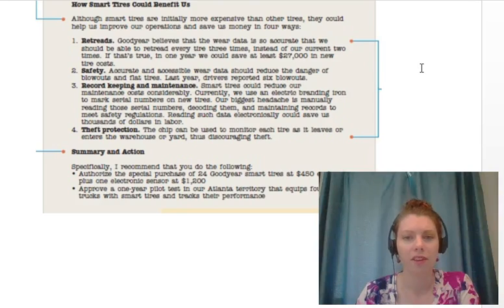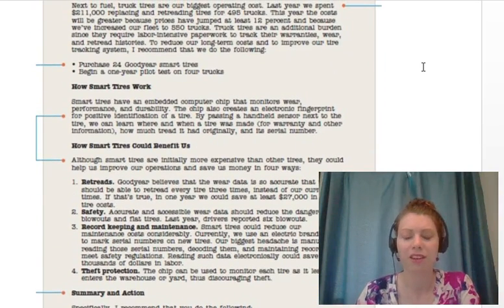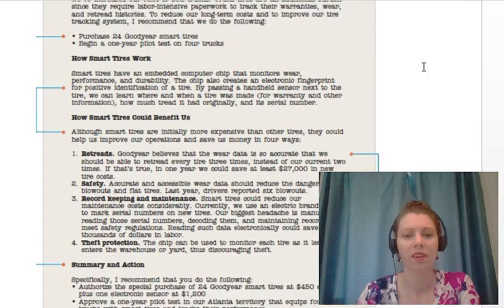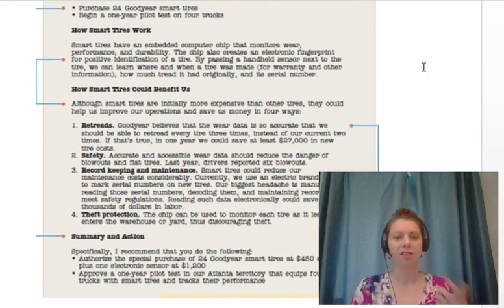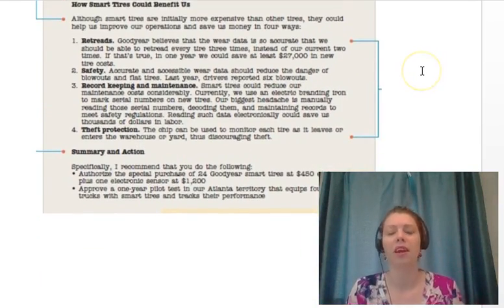Good. Now, this letter is slightly incomplete. You would need to have a sign off, of course. But you'll see that the summary is also written in point form, and it's a call to action.